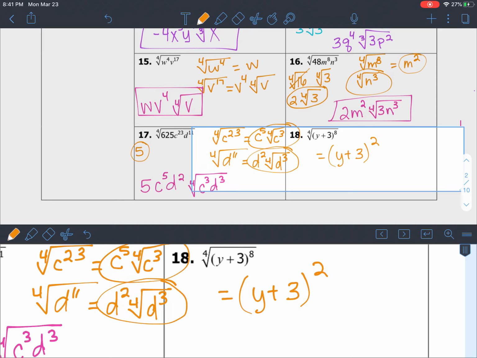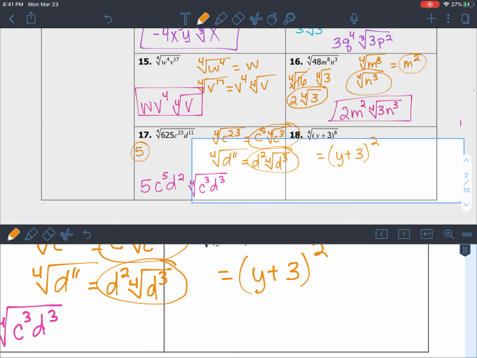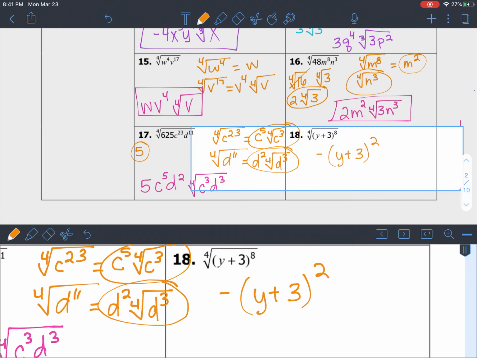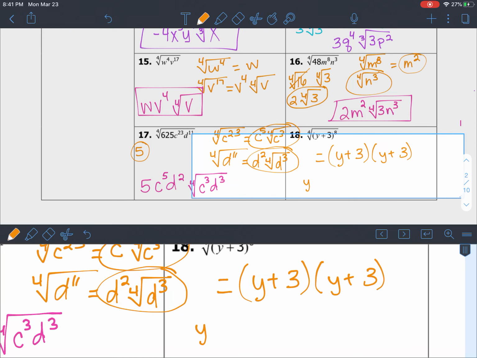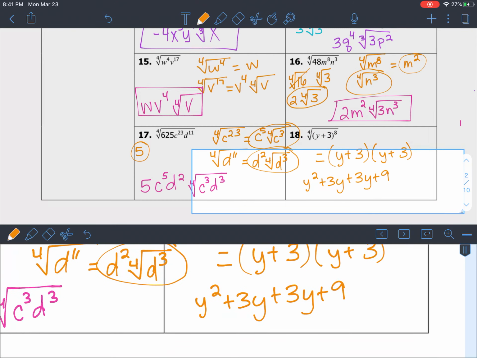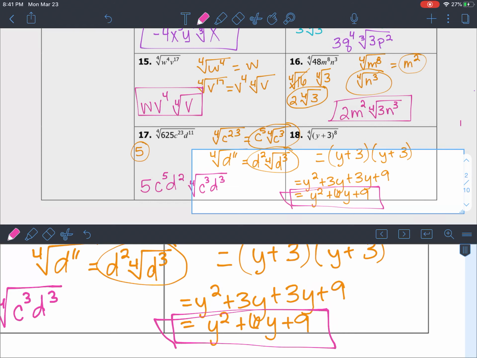So if I wanted to solve this further, I would just multiply y plus 3 times y plus 3. So if I do that, I'm going to write that out right here actually. Y plus 3 times y plus 3. So if I do that multiplication, I would have y squared plus 3y plus 3y plus 9. Simplify it one more step, and I would get y squared plus 6y plus 9, and that would be my final answer.